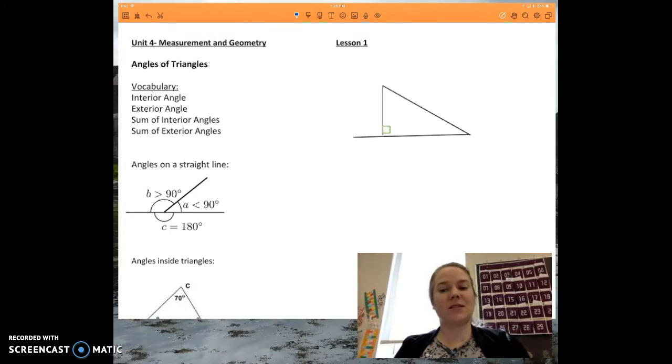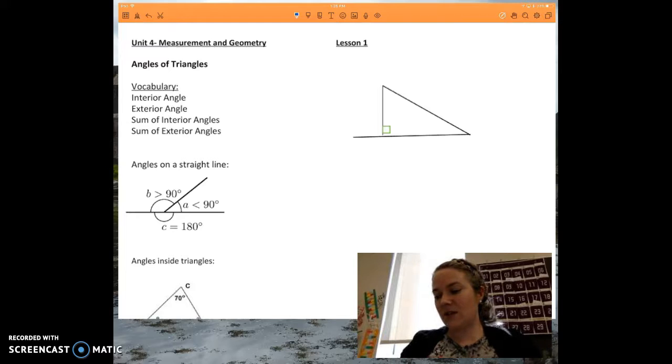Measurement, on the other hand, is going to be mainly in 3 dimensions. Area, perimeter, volume, and surface area. So starting with angles, we're going to start with triangles. Triangles always have 3 sides and can come in a variety of different configurations, both right angle triangles and non-right angle triangles, and we're going to work with all of them. So let's take a moment to look at some of our vocabulary.